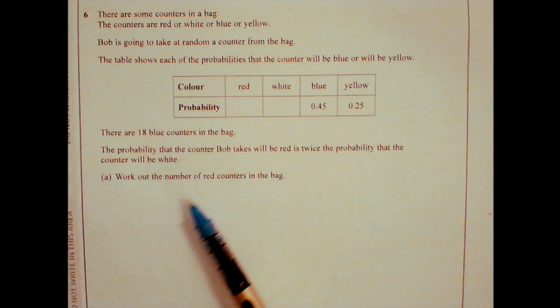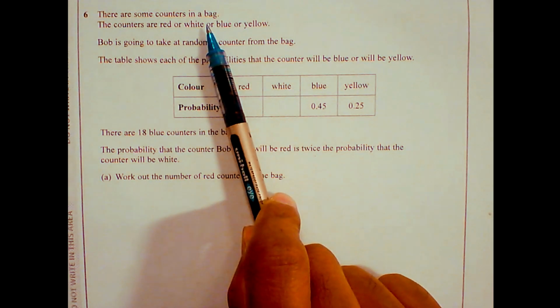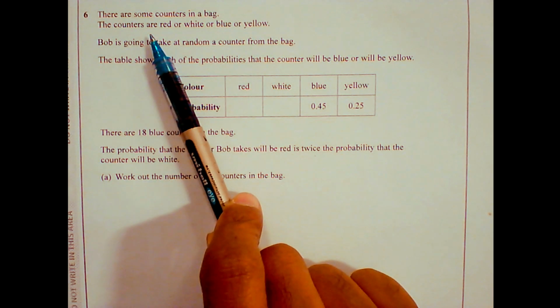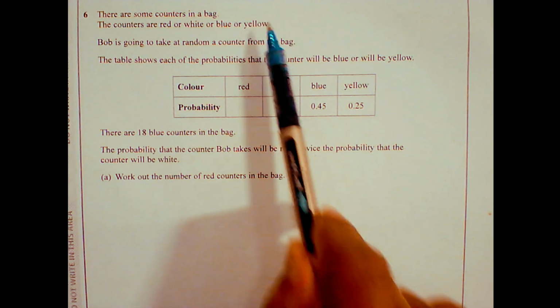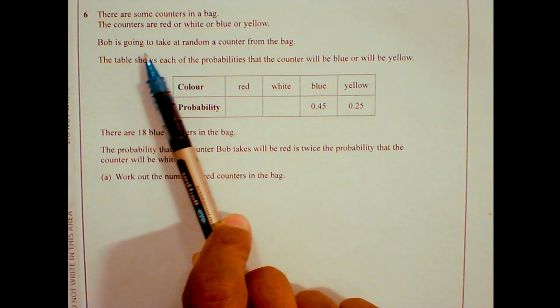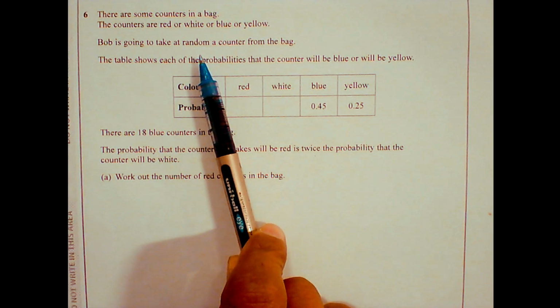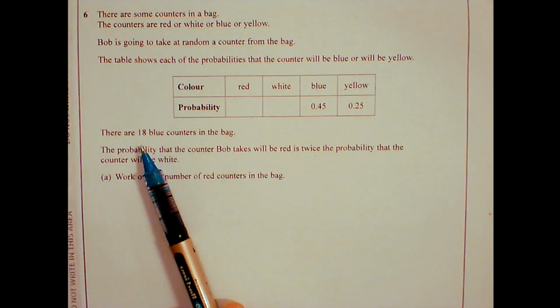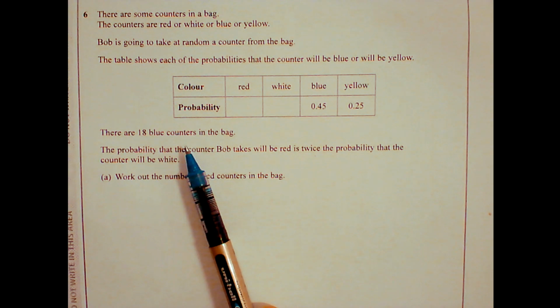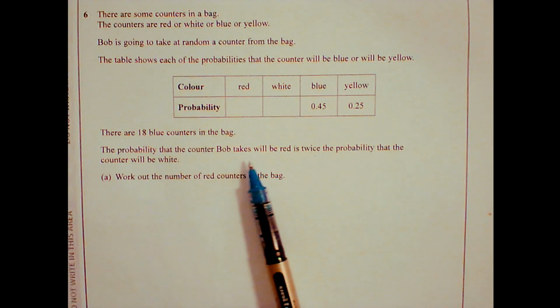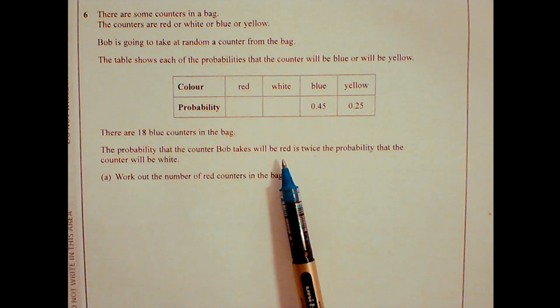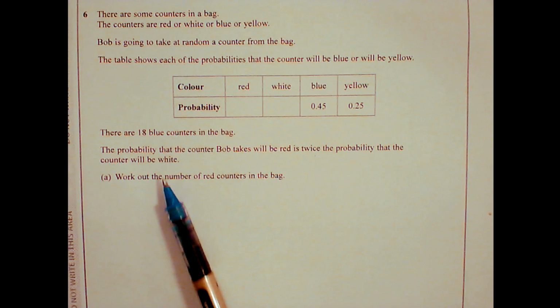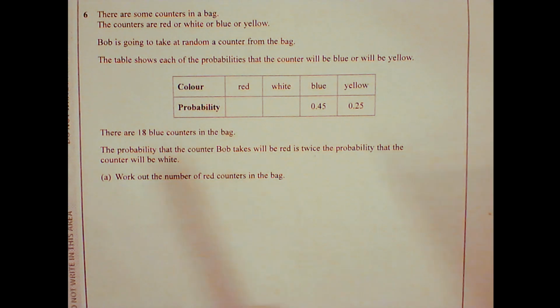So let's recap. What do we have here? We've got information about a bag. There are counters that are red, white, blue, yellow, so different colors. Bob is going to take a counter at random, and there are 18 blue counters. We need to find the probability that the counter Bob takes will be red. The probability that Bob takes a red counter is twice the probability of the white. We need to find the number of red counters.